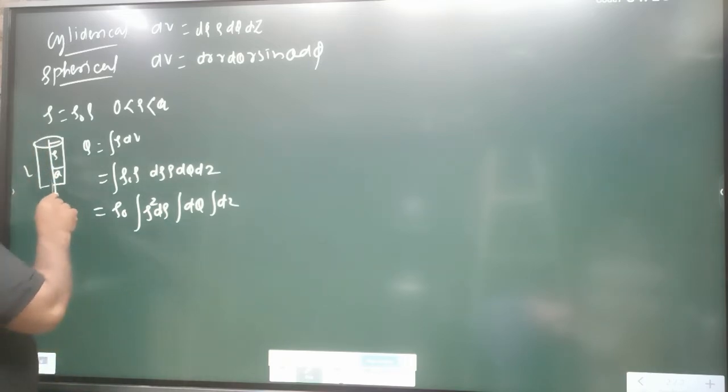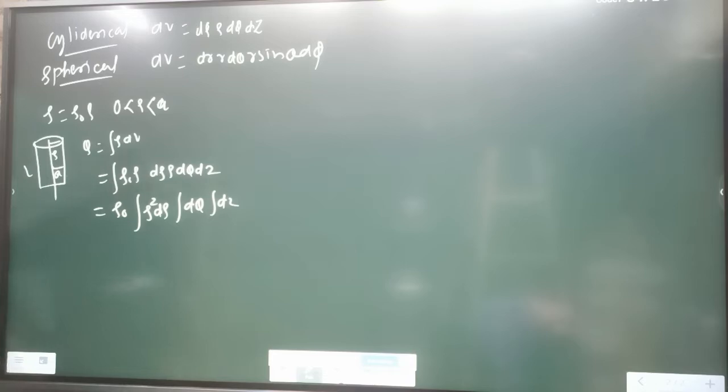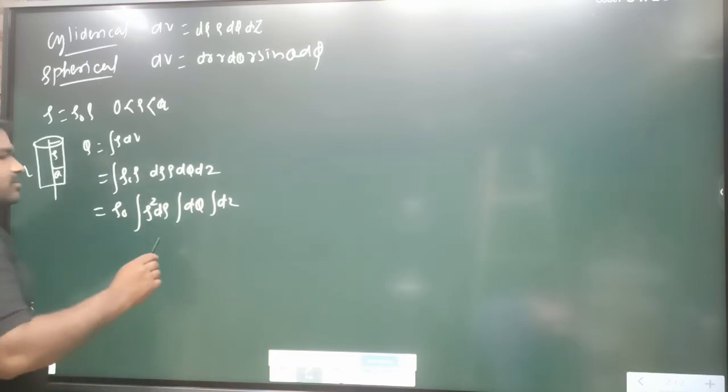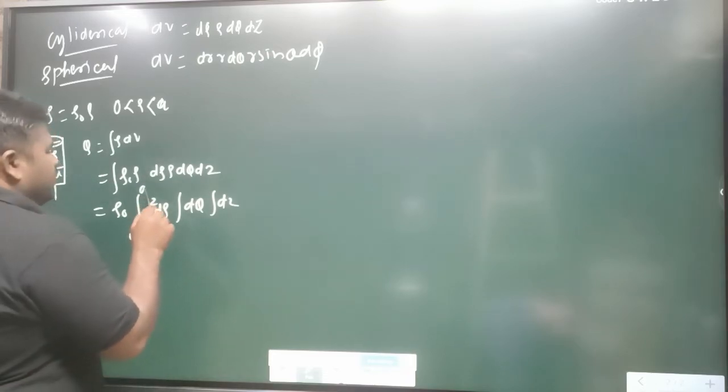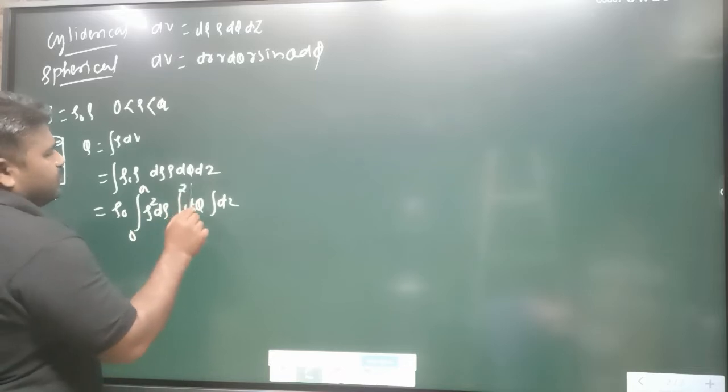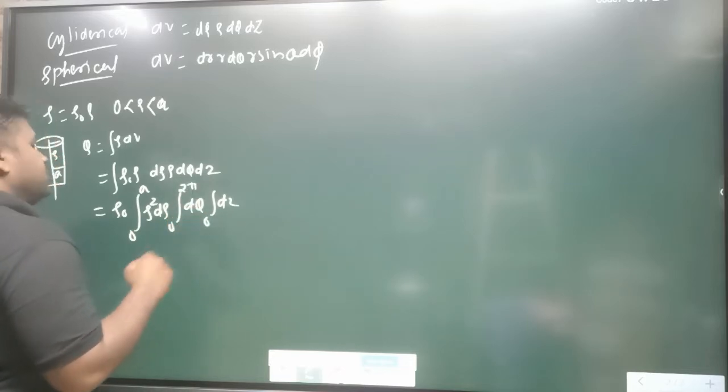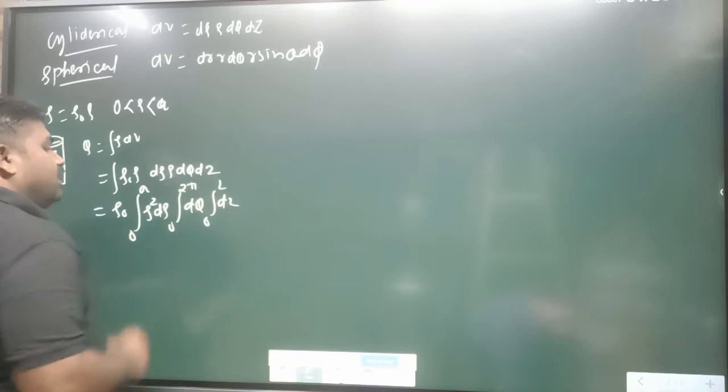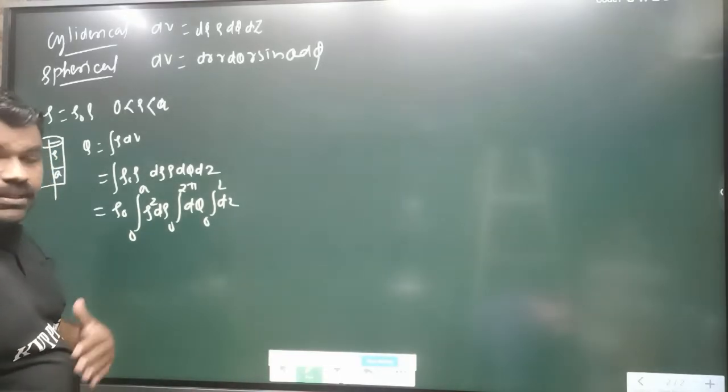Rho varies from 0 to the radius of the cylinder, means 0 to a. Phi varies from 0 to 2 pi. And z varies from 0 to the length of the cylinder. Suppose we consider the length of the cylinder is L.